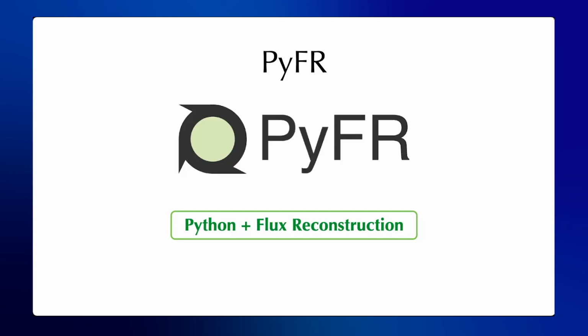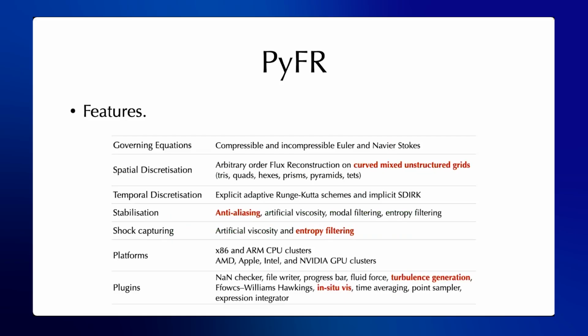I don't want to go into too much detail about the code, but I'll just note some of our features: compressible and incompressible Navier-Stokes, arbitrary order, curved, mixed unstructured grids, typically explicit time stepping. We can do implicit at a push. And in red, I've just highlighted a few of our more unique features that we have around things such as stabilization, shock capturing, and also some things on the physics side. One point I would like to make is that we do have in situ visualization capabilities.